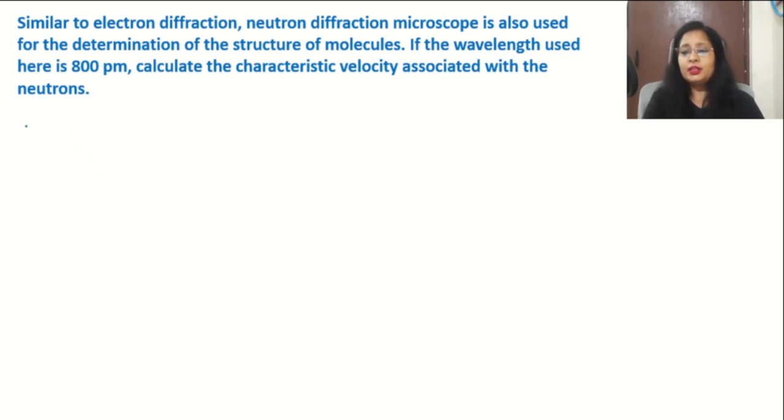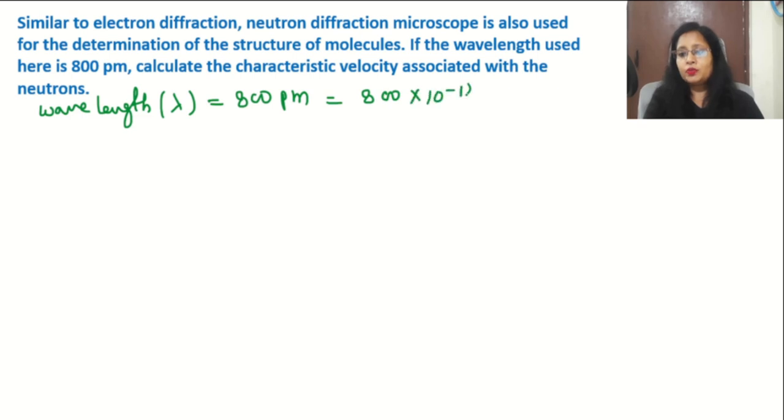So friends, here the given value is the wavelength, which is denoted by lambda. Its value is given as 800 picometer, which we can convert into meter. So it will be 800 into 10 to the power minus 12 meter. Correct? Because 1 picometer is equal to 10 to the power minus 12 meter.